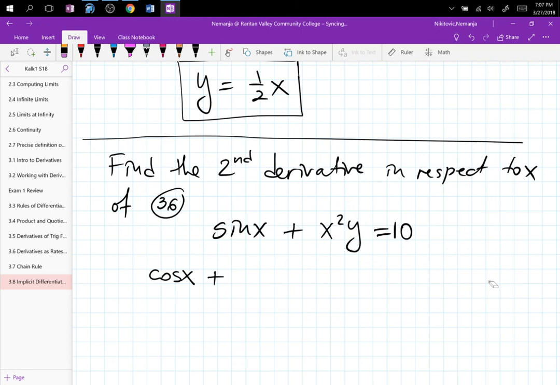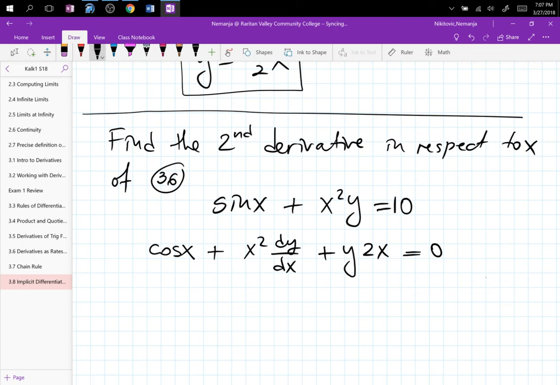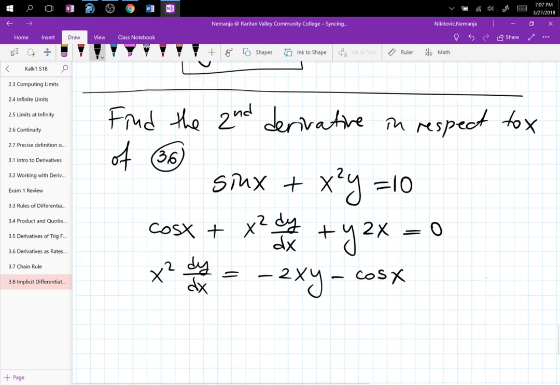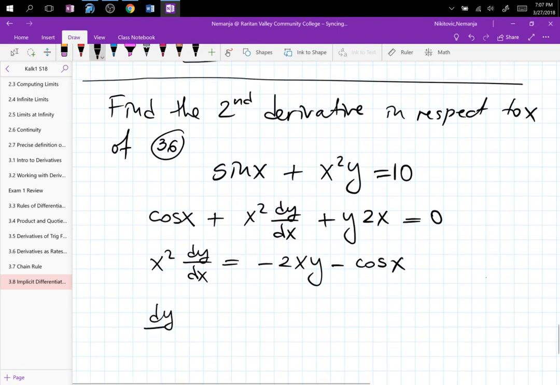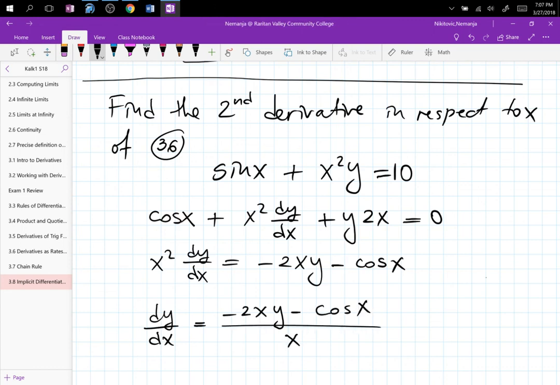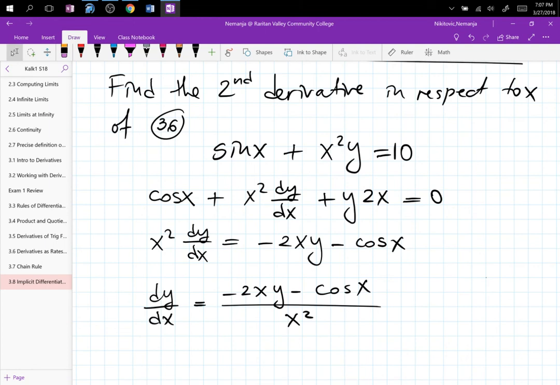You copy first, and then dy dx plus y 2x, there we go, equals 0. So now we have our x squared dy dx is the term that stays on the left, and on the other side you have your negative 2xy minus cosine x. And then we have dy dx is equal to negative 2xy minus cosine x divided by x squared. Yay! That's the first derivative. But we want the second one.